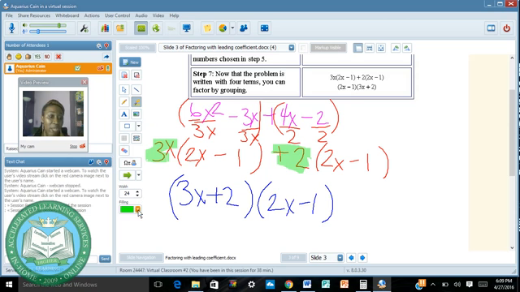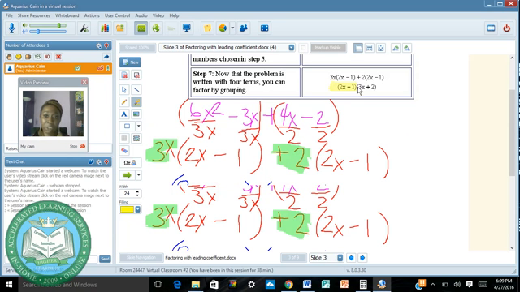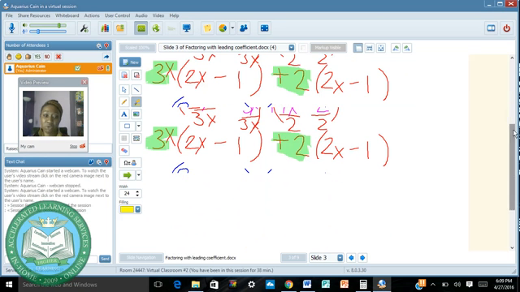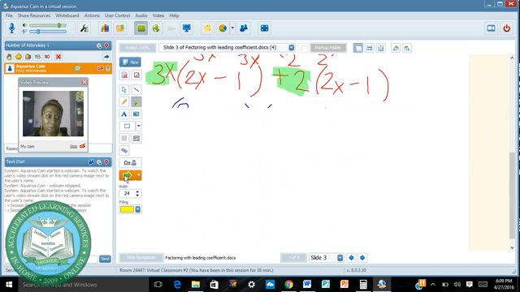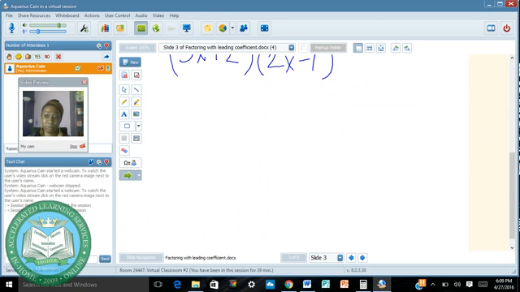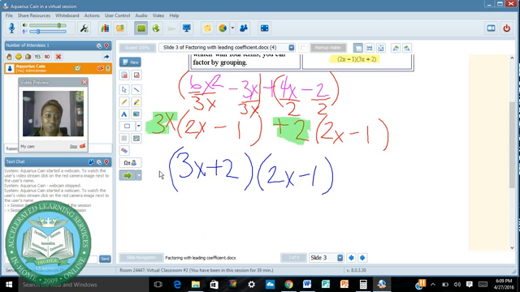And if we go back and look at the answer that is here, our completely factored answer, 2x minus 1 times 3x plus 2, is the same thing that we got here. 3x plus 2 times 2x minus 1. And so that is how you factor with the leading coefficient when it is not a 1.